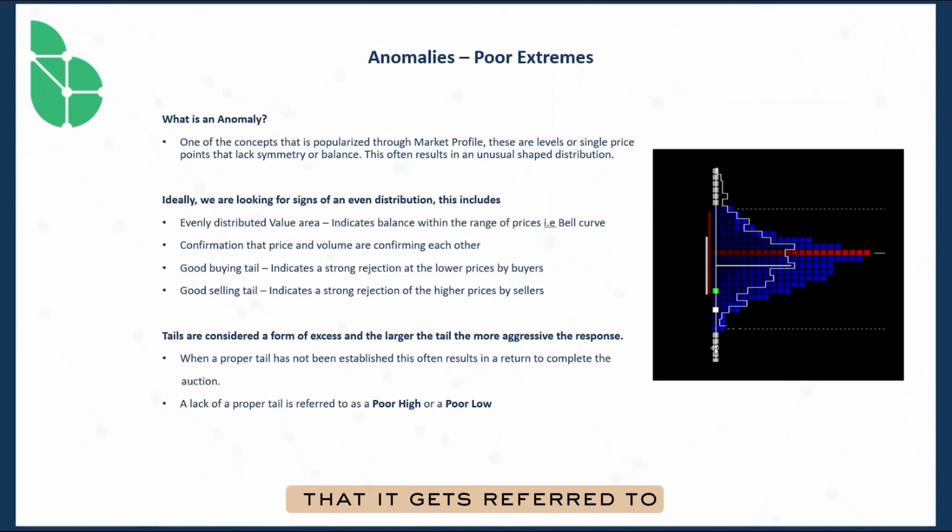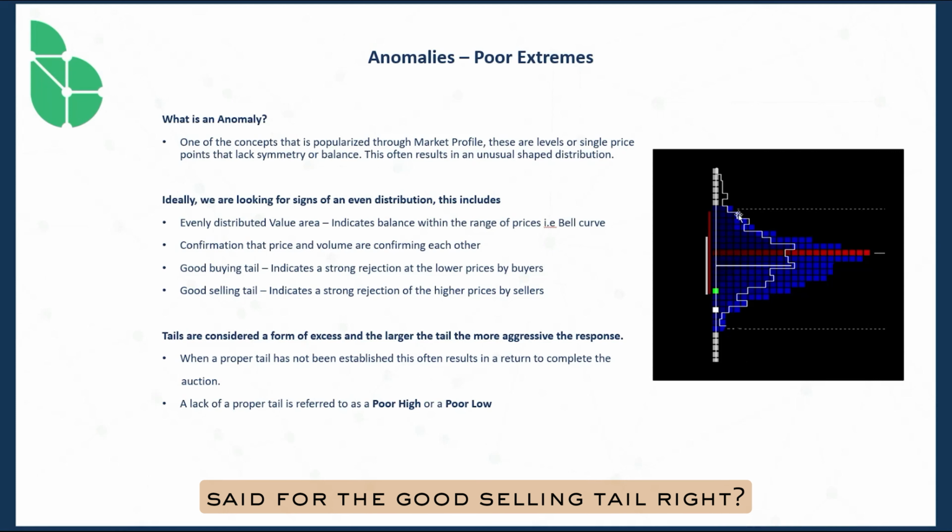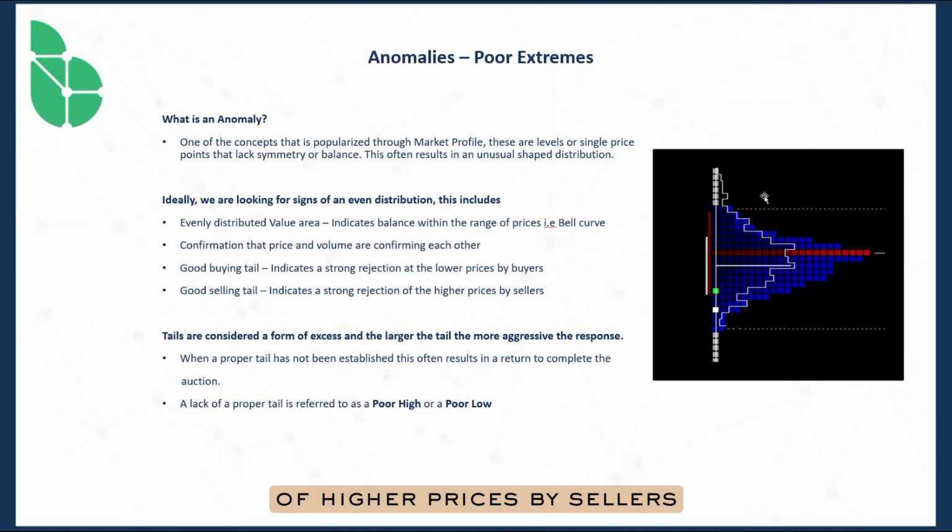There's a few different ways that it gets referred to. The opposite can be said for the good selling tail. It indicates a very strong rejection of higher prices by sellers. So the same thing: say we're in a dual auction and prices are auctioned higher. Since it's a dual auction and there's a chance for someone to sell, this indicates that it was aggressively sold at these high prices. We didn't see buyers step in and continue bidding this up. It reached one extreme and it was very swiftly rejected.